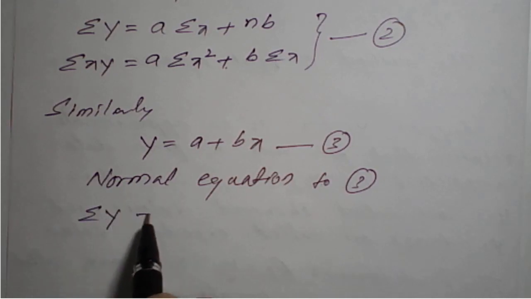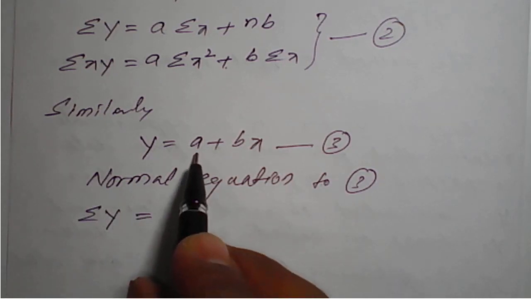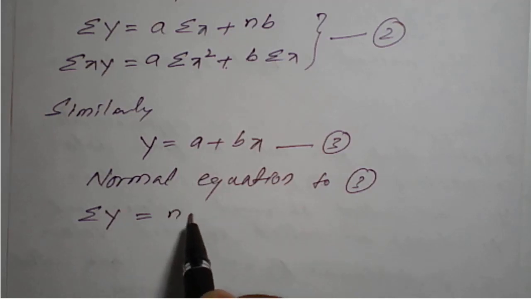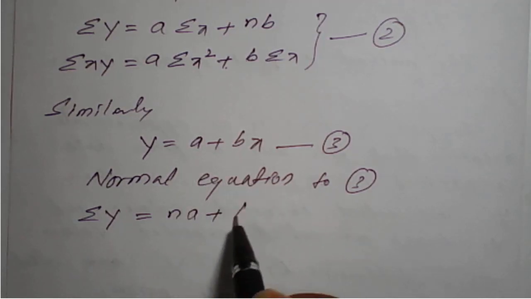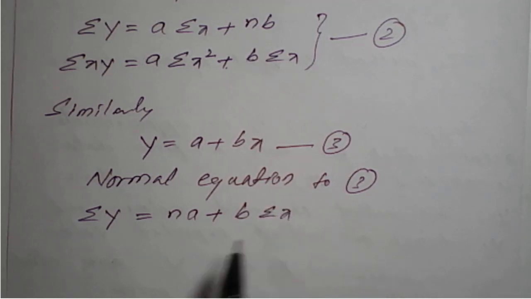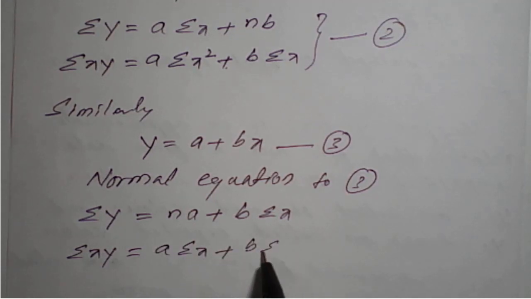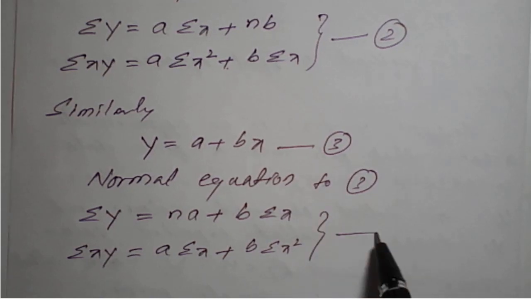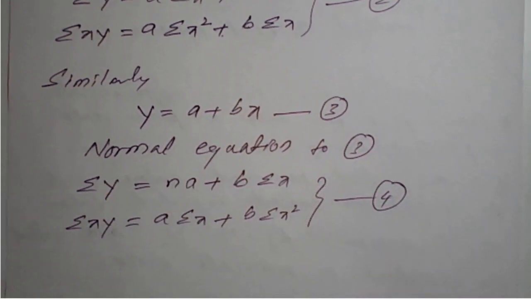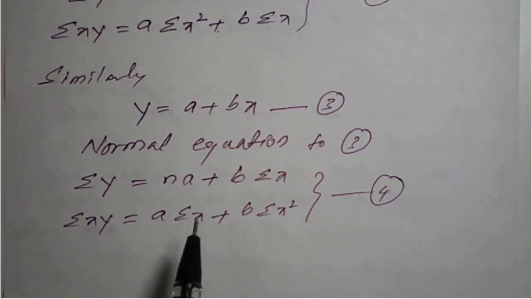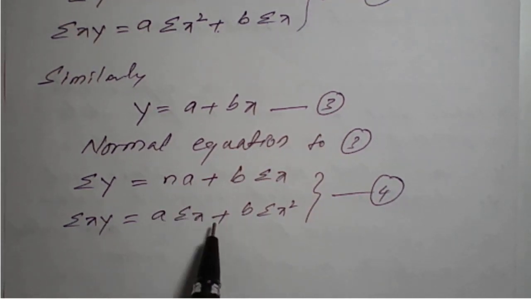So it will become summation y is equal to, here it is purely constant, so multiply n into a, plus b is a constant, summation x. Then multiply x on both sides, so summation x into y is equal to, here the variable comes, so a into summation x plus b into summation x square. So here equation number 4 is a normal equation. On solving we will get again the values of a and b by using the method of least squares.